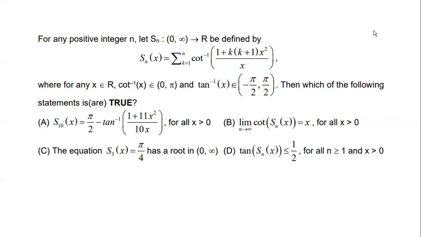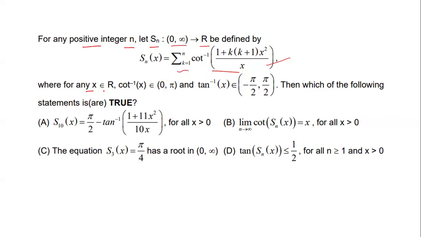So hello guys, in this video we are going to solve this problem. In this problem it is given that for any positive integer n, let Sn be a function defined from 0 to infinity to R, and this function is the summation of cot inverse of (1 plus k times (k plus 1) x square) divided by x, where the summation goes from k equal to 1 to n.